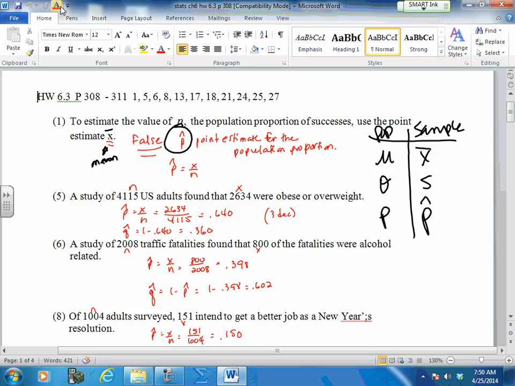This guy is your point estimate. Because I don't know what my entire population did. I can't possibly survey my entire population. So I'm surveying a sample, and I'm making that aligned with my population. I'm making it a point estimate.